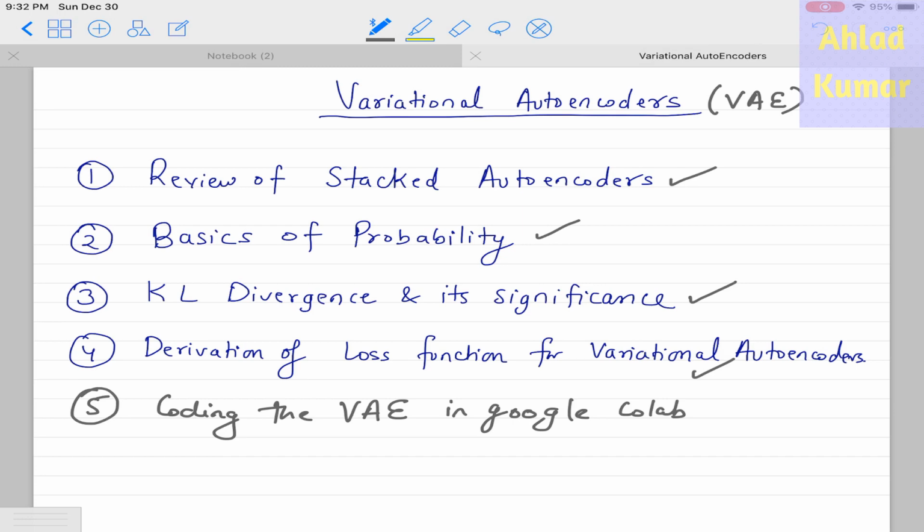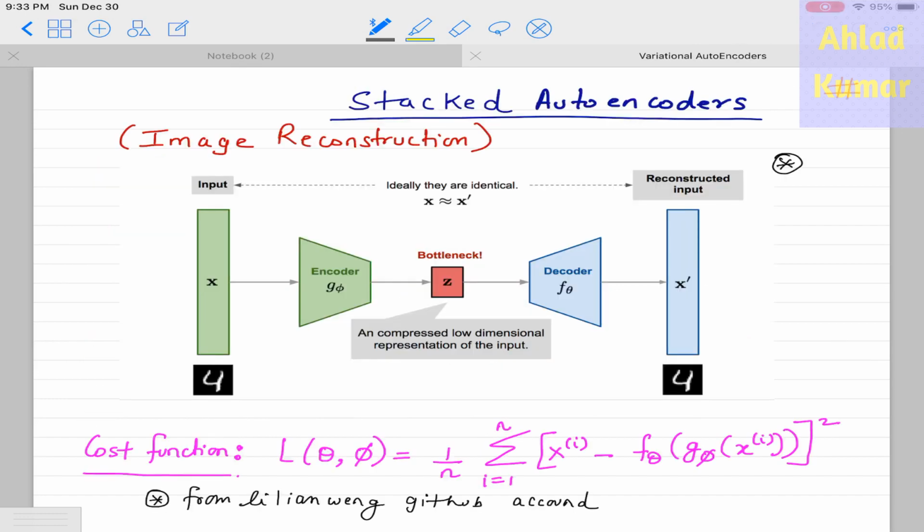So let's start reviewing the existing autoencoders. The very first autoencoder that we are discussing here is basically used for image reconstruction. By image reconstruction, I mean whatever input you give at the input node of this stacked autoencoder, it will generate the same result at the output.